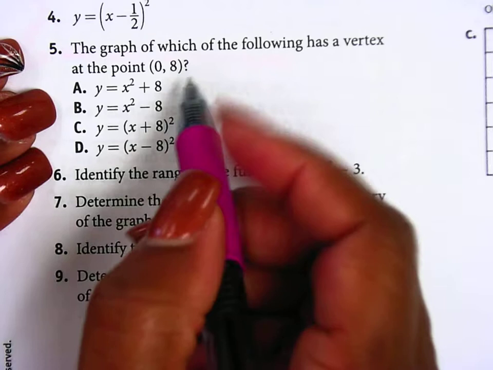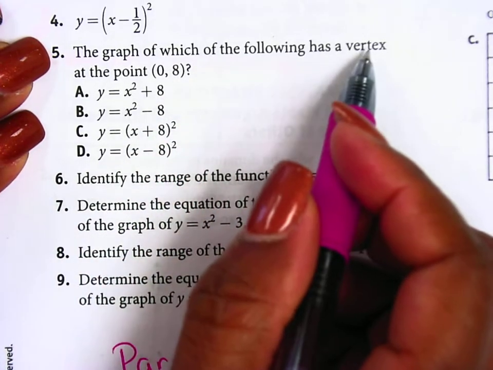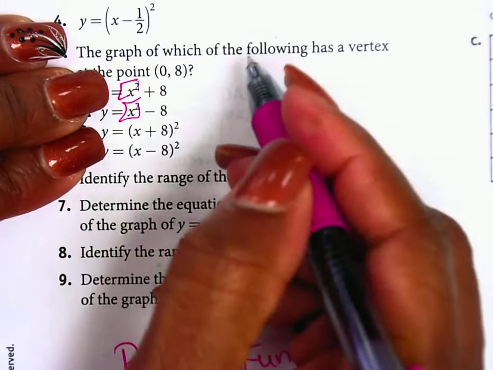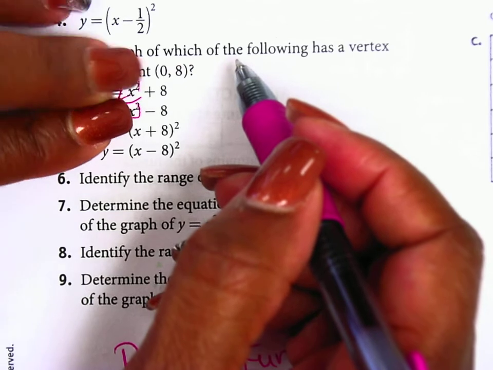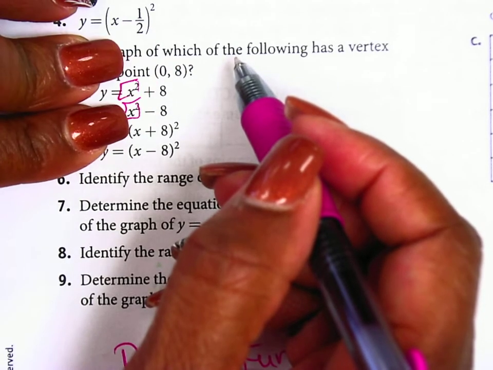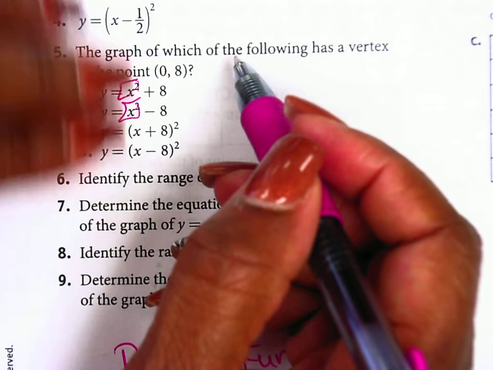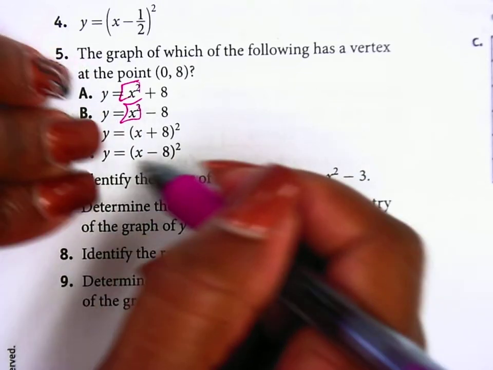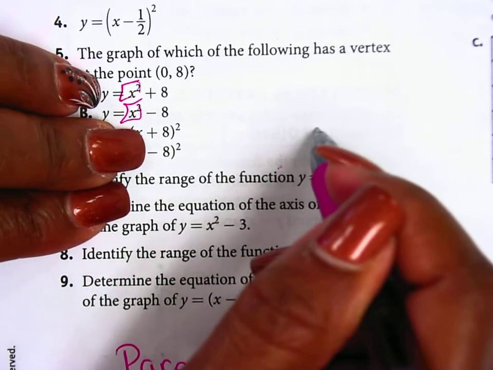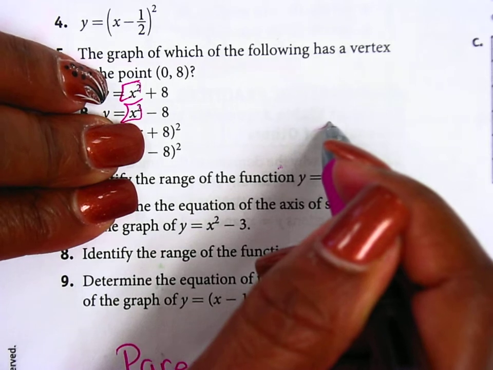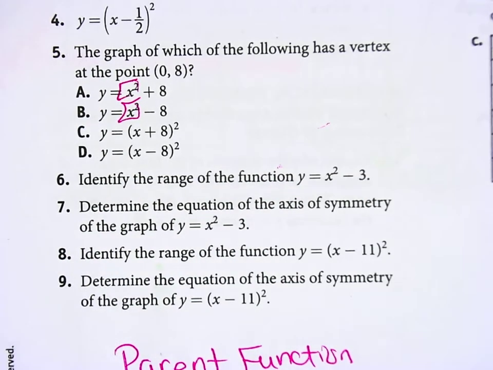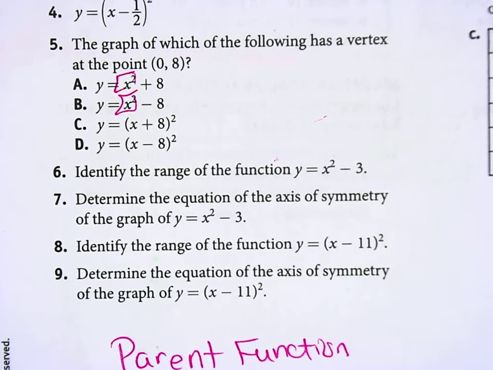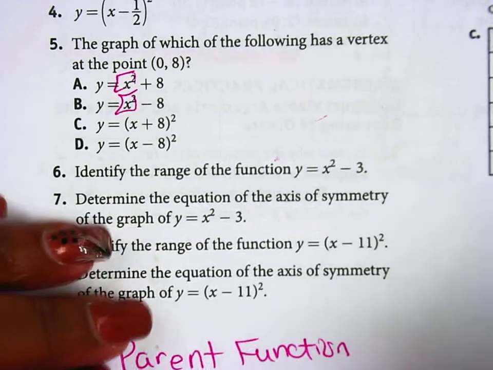Number 5 says, the graph of which of the following has a vertex at (0, 8)? Think about it. Here's your parent function, nothing being done. So if it's only moving up or down, then the only thing changing in your vertex is going to be your y value. Here, it's being shifted left and right, meaning the x value of the vertex is being changed, not the y value. So the y value stays the same. I'm not going to tell you that. If you listen, you'll catch it. I need you to think. I don't want to just point everything out to you. Use your calculator, you'll catch it.